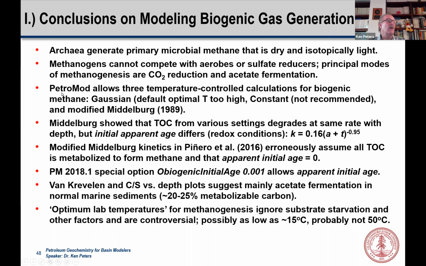PetraMod is one example of modeling of biogenic gas generation. It allows three temperature-controlled calculations for biogenic methane. Gaussian, I believe that the default optimal temperature is too high, but of course, you can change that readily in the program. Constant, we don't recommend that. And the modified Middelburg approach, you can put in now your initial A value. There's a way of doing that, so you can use the full Middelburg approach for modeling the methane.